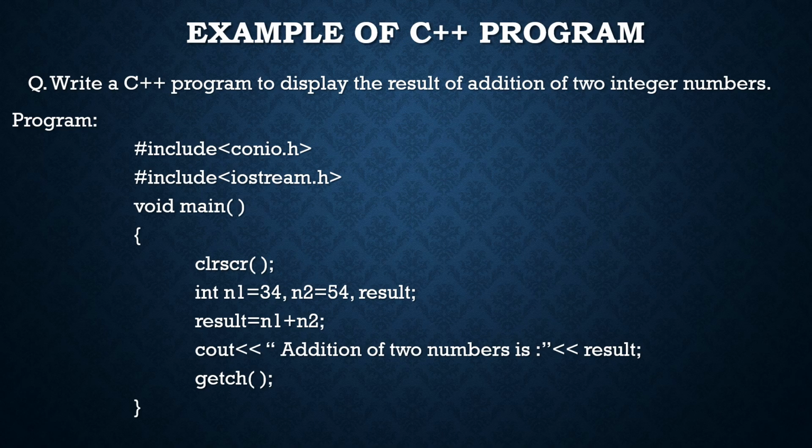When we want to display a statement, we need to write it within double quotation marks, and when we want to display a variable, you directly write the variable name. Here you don't use the double quotation marks. After that write the getch function, then close the bracket. This is the first program for adding two integer numbers.